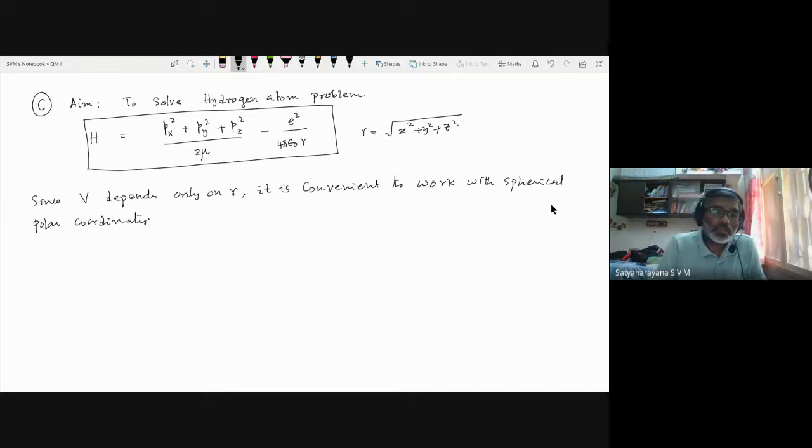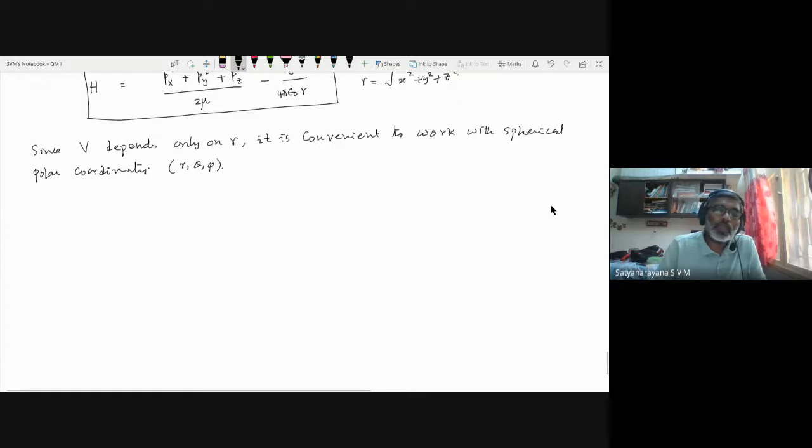Spherical polar coordinates, namely r, theta, and phi. Okay, so one of the important aspects here is that now I will write my Hamiltonian in this fashion: minus h bar square by 2m into del square, the Hamiltonian operator, minus e square by 4 pi epsilon naught into r, of course, in the position basis.